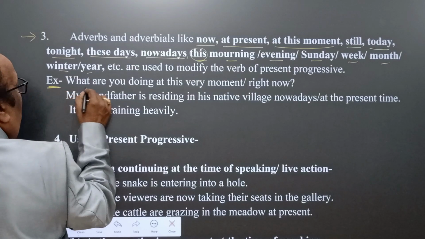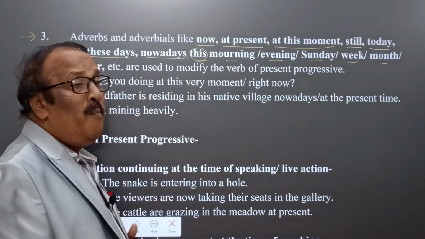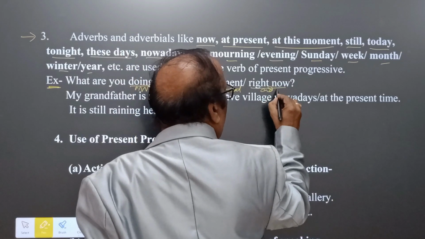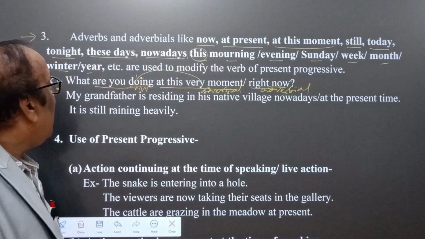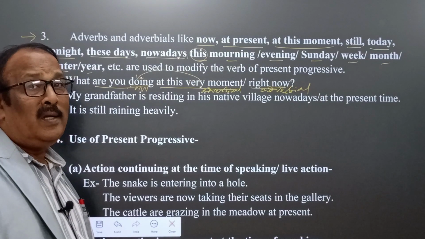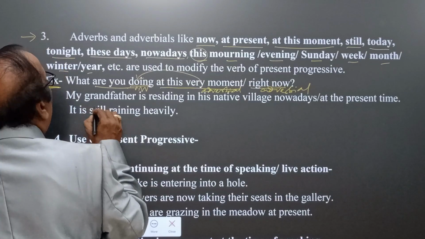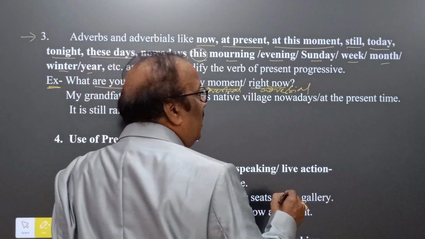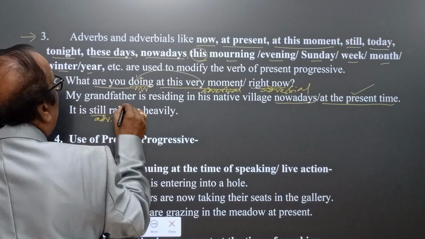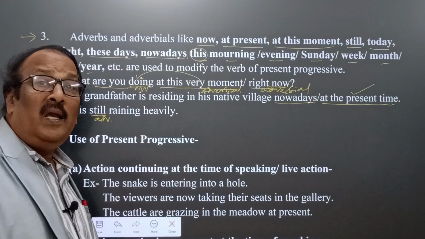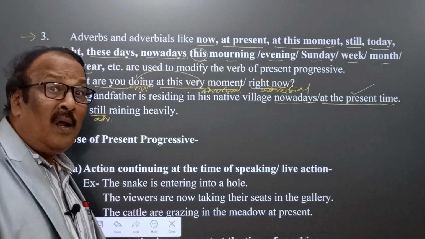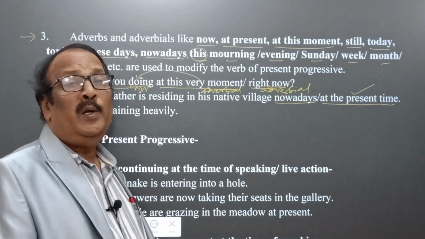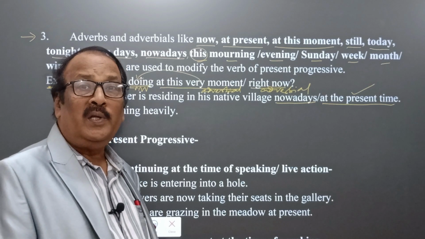Okay? Examples. What are you doing at this very moment? This is an adverbial of time, or right now, this is also an adverbial. We can say what are you doing at this very moment, or we can say what are you doing right now. My grandfather is residing in his native village nowadays or at present. It is still raining heavily. It means raining heavily is continuing even at present. We should very carefully use adverbs and adverbials in order to modify the verb of present progressive.